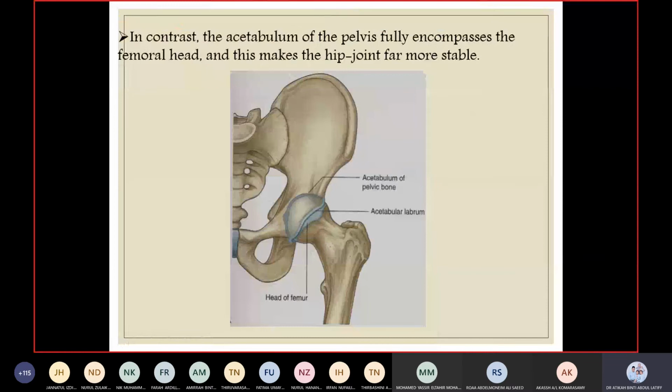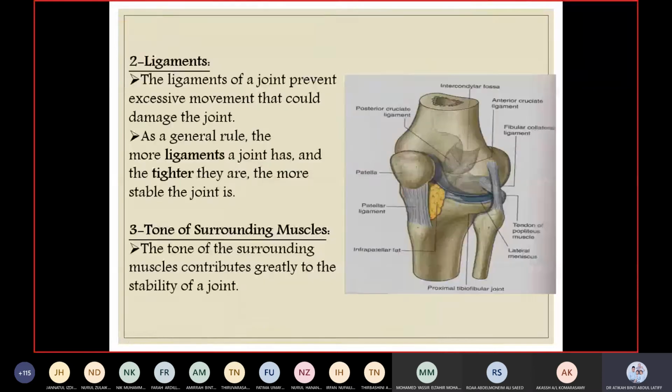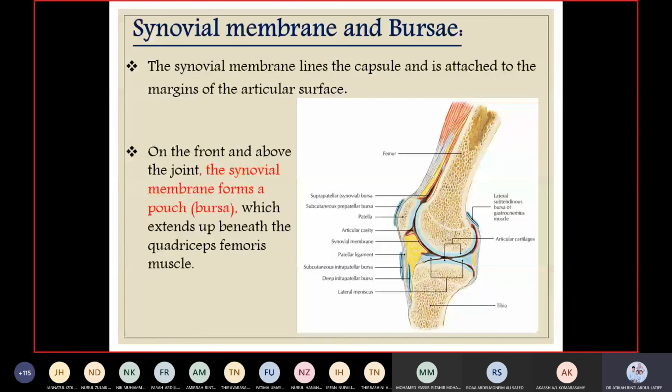Next is ligaments. Ligaments of the joint prevent excessive movement that could eventually damage the joint. As a general rule, the more ligaments, the tighter the joints are and the more stable. Next is the tone of the surrounding muscles. The muscles surrounding the joint also help to stabilize the joint.